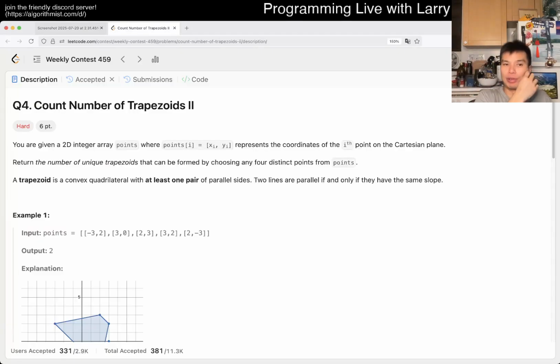This is me going with Q4 of the weekly contest 459, count number of Trapezoids 2.